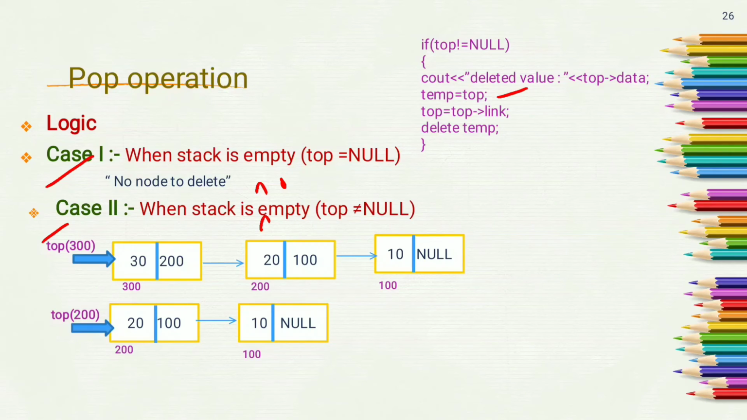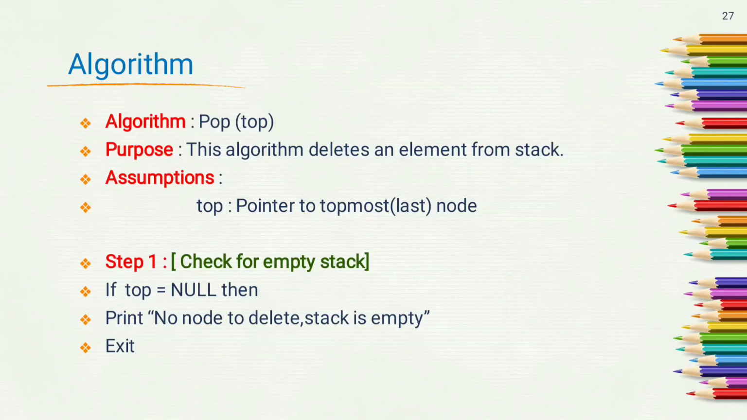Then now I have to point this top to the address of this node which is stored in top link. So I have to write top equals to top link. Now top contains address 200 which is the address of this node. Now this is the topmost node of the linked stack. And finally I have to delete the node pointed by temp, that means this node. So now the linked list contains 2 nodes having values 20 and 10 and top is pointing to node having address 200. So how we write algorithm for it?